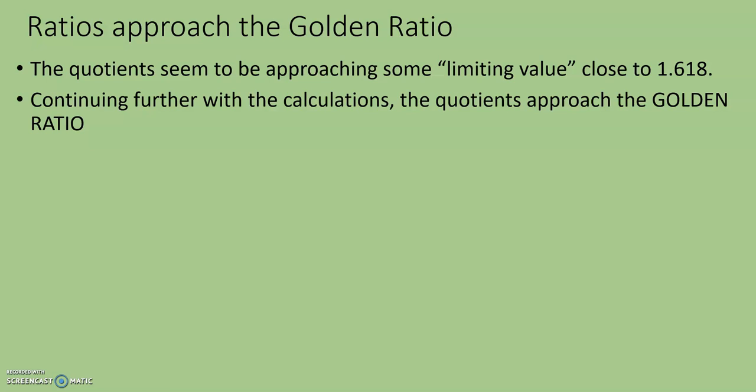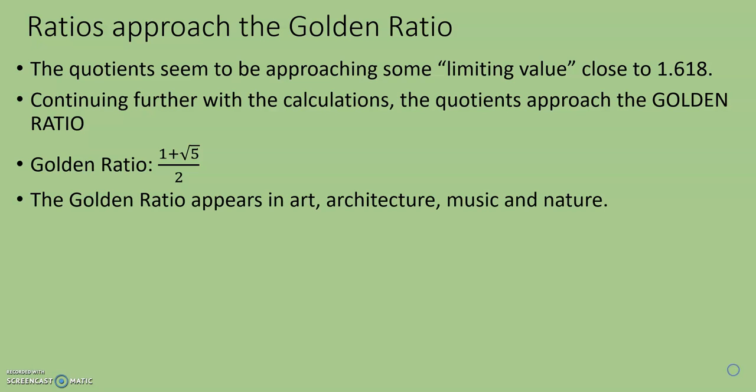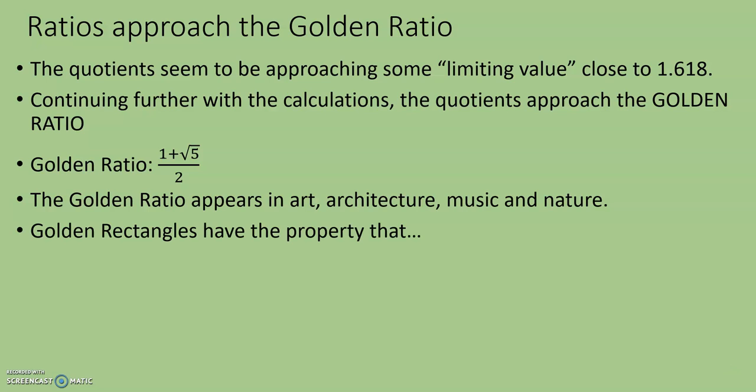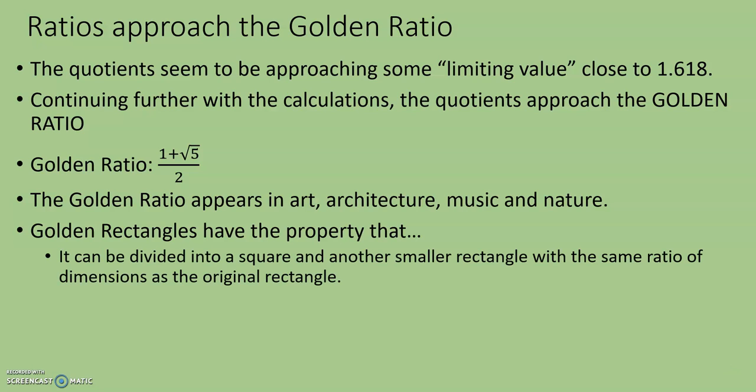Continuing further with the calculations, the quotients approach the golden ratio. The golden ratio is 1 plus the square root of 5, divided by 2. The golden ratio appears in art, architecture, music, and nature. Golden rectangles have the property that they can be divided into a square and another smaller rectangle with the same ratio of dimensions as the original rectangle.